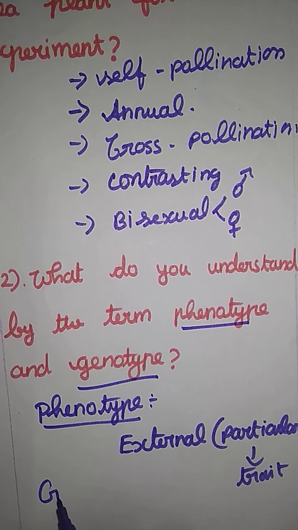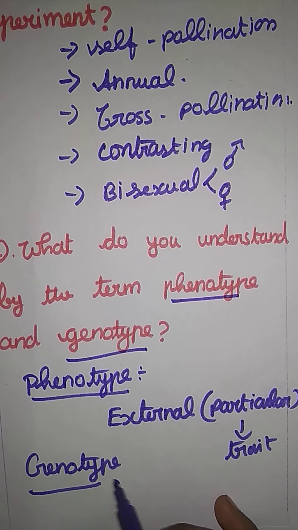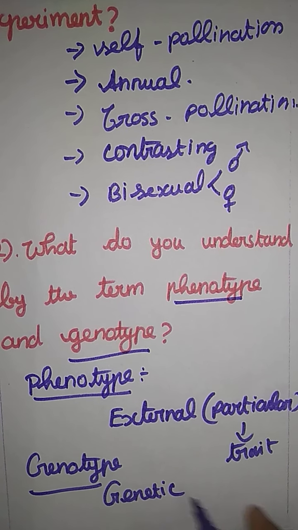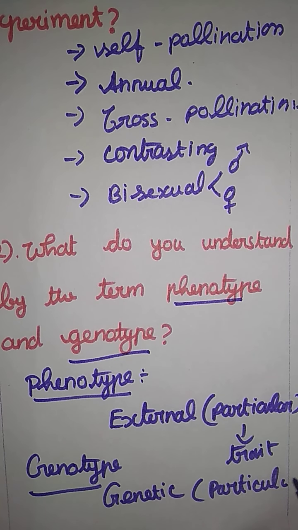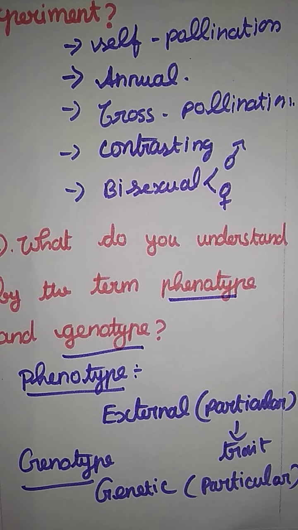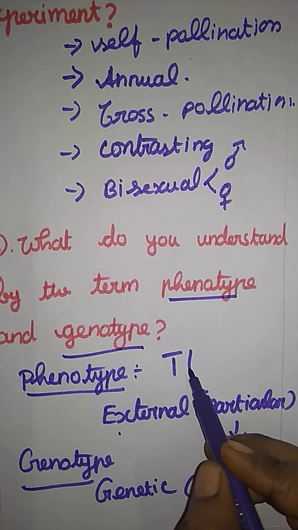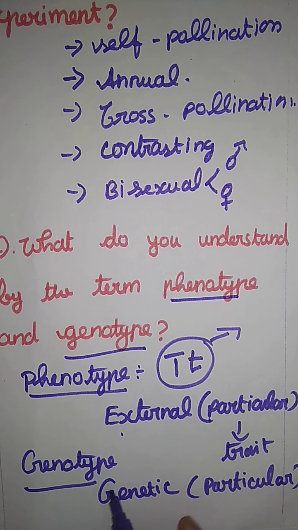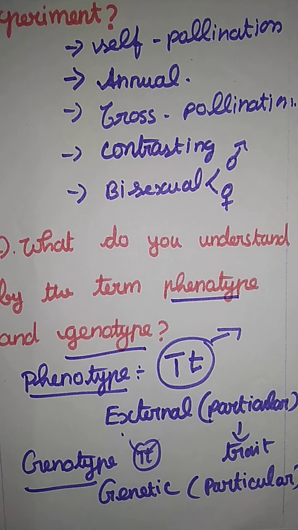And genotype. What did we say genotype is? The genetic expression of a particular character. That is the trait. Okay? So the external expression of a particular character: if it is capital T or small t, the dominant one is expressed. The genotype is the genetic makeup: capital T or small t, both of them independently express their character. That is the genetic expression of a particular character. Okay, so that's it for phenotype and genotype. Let me move on to the next one.